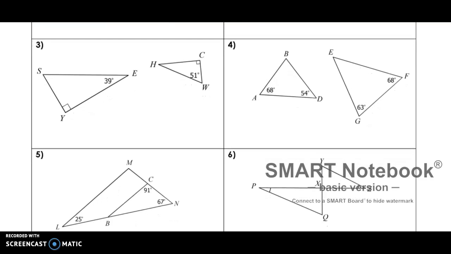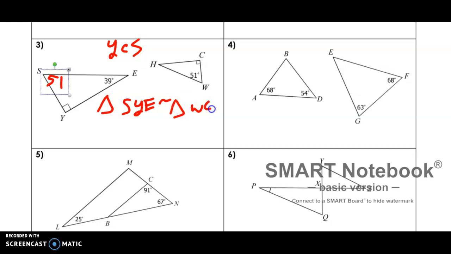I'll do one more for you guys because I kind of messed that one up a little bit. Alright, so let's look at 3. Can I have two congruent angles? So let's see, if I did the math, 180 minus 90 would give me 90. 90 minus 39 would give me 51. So I have two angles that are the same, the 51 and the 90. So yes, these are similar triangles. So I have triangle SYE is similar to triangle WCH. So that little sign in the middle is similar.